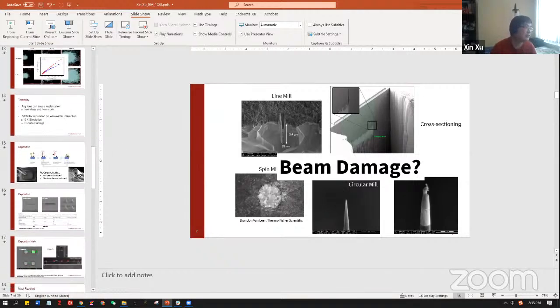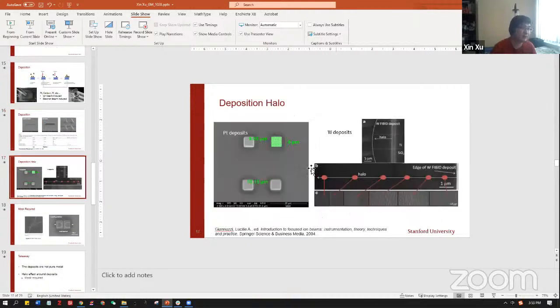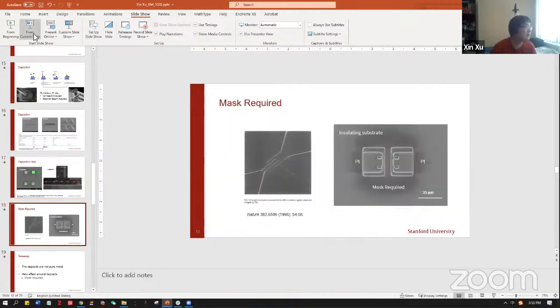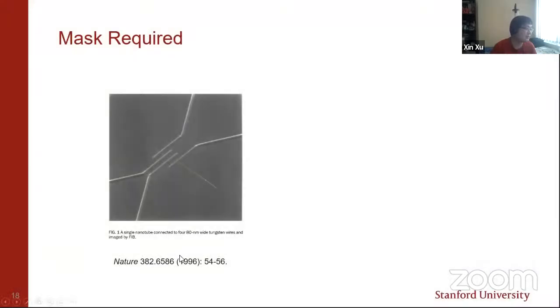But if you do them close together, you have the halo effect. Here, if you can see this paper, this custom wire is 80 nanometers. They can do such high quality. I would say the current FIB can even do much better than this. But the thing you have to worry about is the contamination between the two wires. There is definitely some gallium or platinum in this region if you do not do any mask or protection.